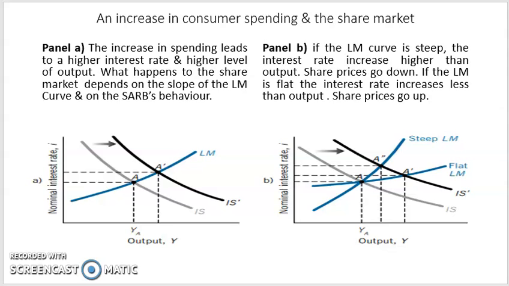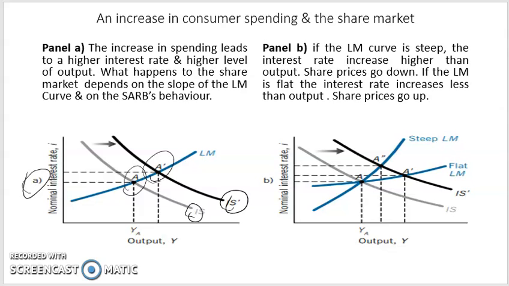Consider an expected shift in the IS curve to the right, shown by this shift, resulting, for example, from stronger than expected consumer spending. As a result of the shift, output will increase from A to A', so there will be a shift in the equilibrium in our figure. Seeing this increase in output will tempt us to believe that the share price will go up. This is because a stronger economy means higher profit and therefore higher dividends for some time.